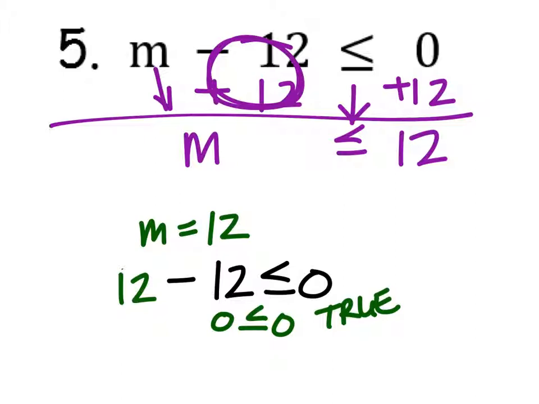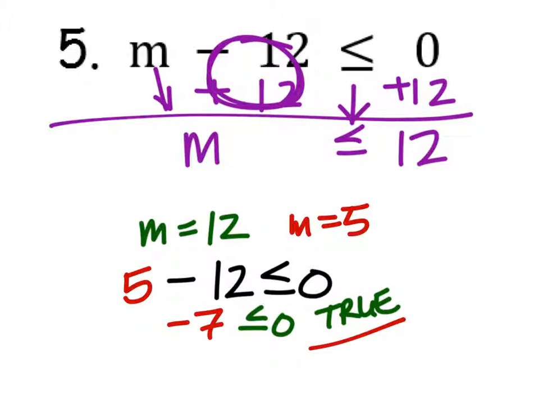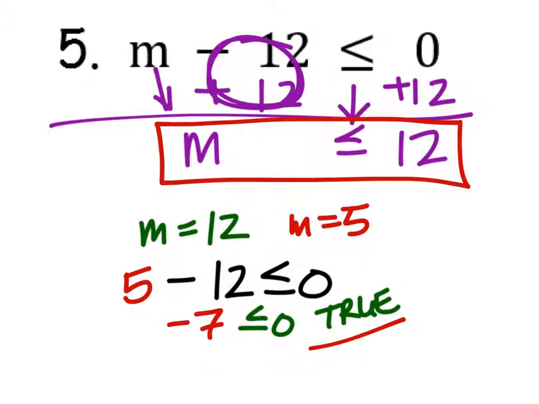Well, we're also saying that up here that m could be anything that is less than 12 as well. So a number that is less than 12, we'll say 5. So I'm going to check this again in the inequality and see, does m equals 5 make this true? We'll use a different color. M equals 5. Well, then I got 5 minus 12, which is negative 7, which is still true. So all values that are less than or equal to 12 will make the original inequality true. And this is actually the answer right here that we want.